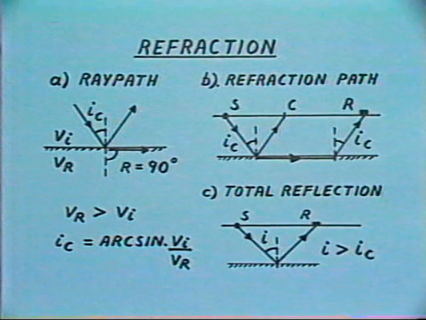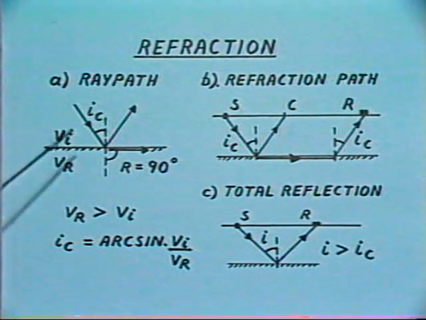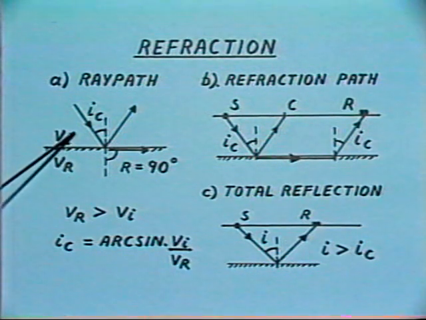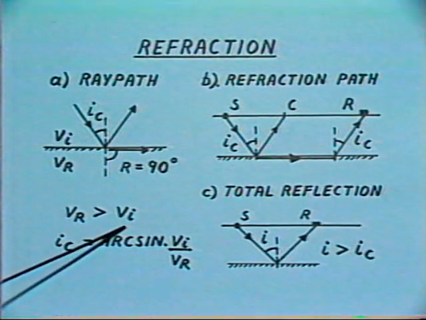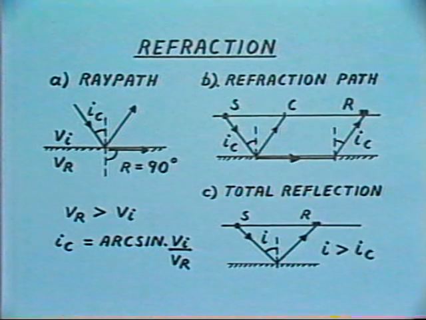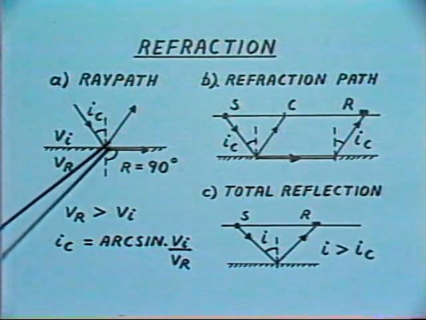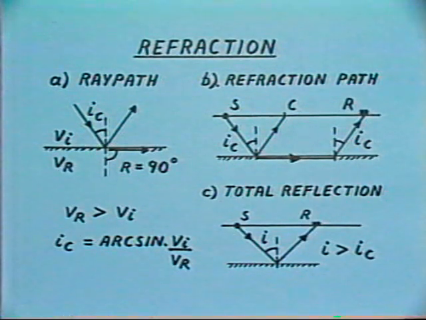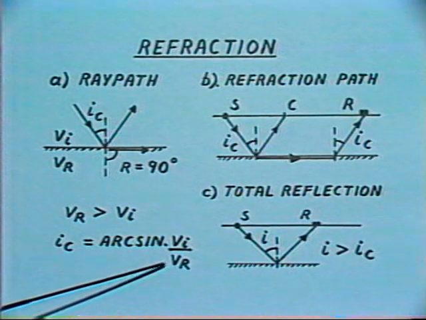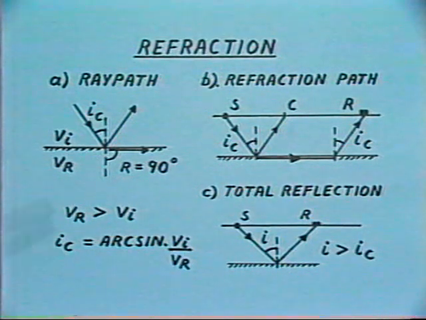So remember then that the key point about refraction paths is that they only occur when the velocity of the lower layer is greater than the velocity of the upper layer. And this critical angle at which refraction takes place can be derived from Snell's law, and it turns out that it's related to the two velocities by this equation.